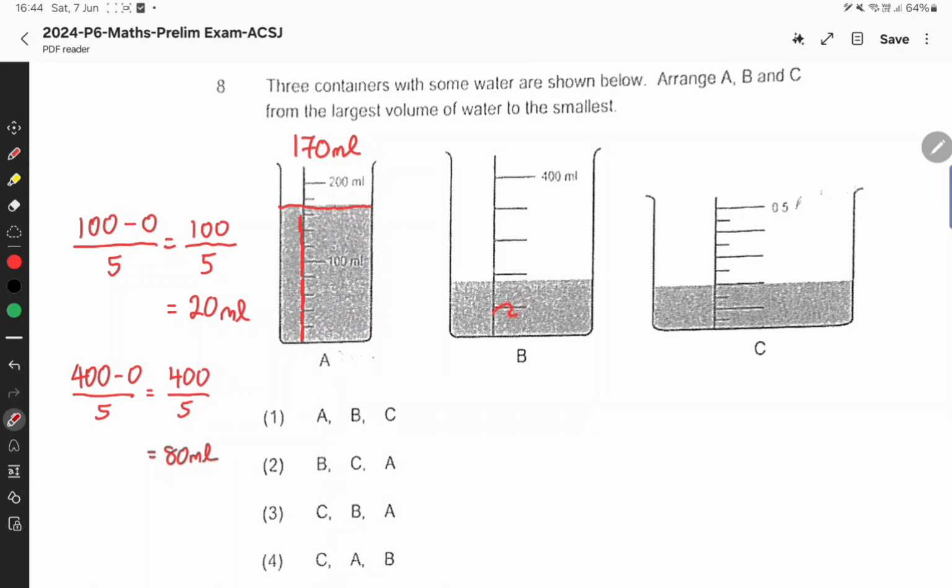Now, over here we have about 80 milliliter and close to 160 milliliter. So over here we'll just write it as 150 milliliter.